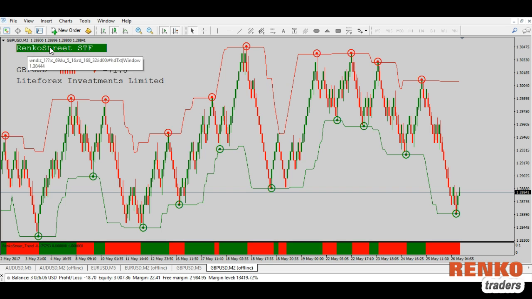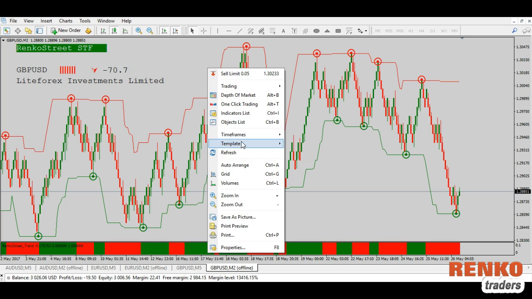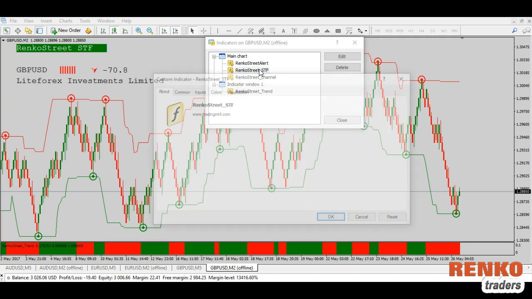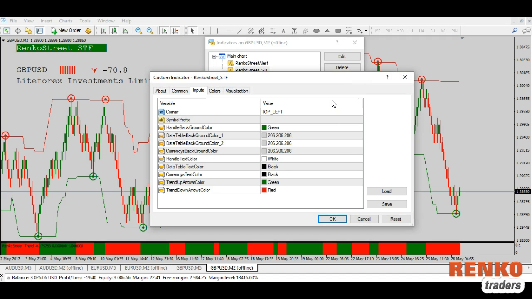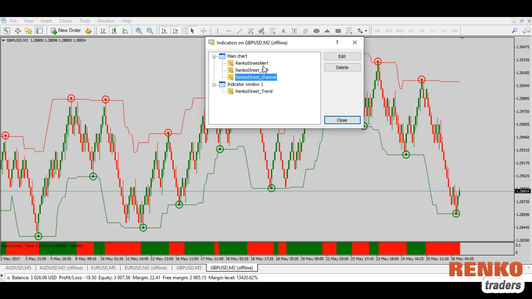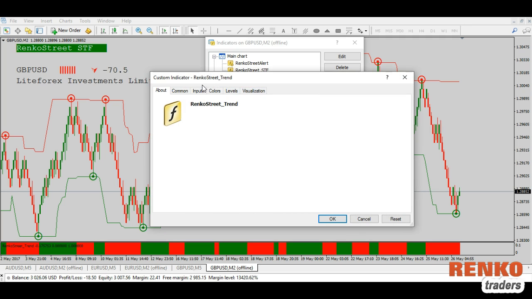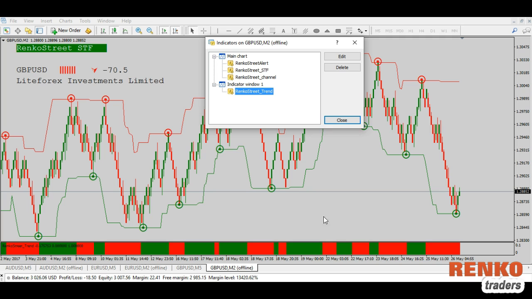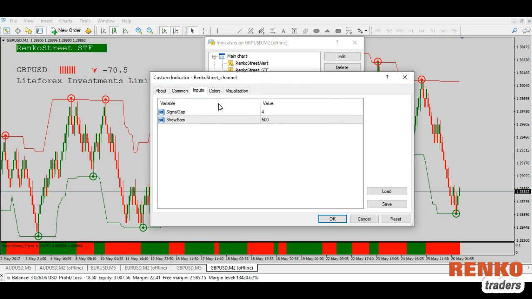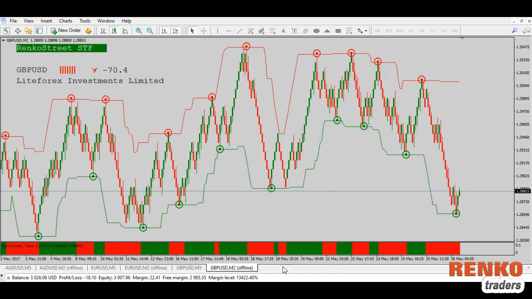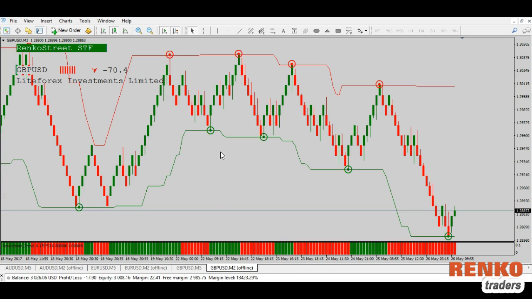You have the first indicator, which is the currency strength indicator, and this basically tells you the strength of the current currency that you're using. Then you have the Renkostreet trend indicator, which sits in the bottom section of the window, and again, this is a trend strength indicator. And last but not least, you have the channel indicator, which again comes with the default settings. This is how the trading system looks like.